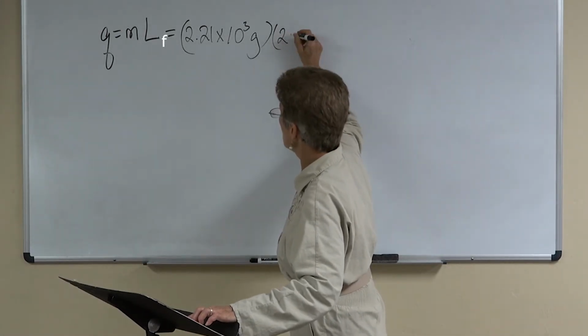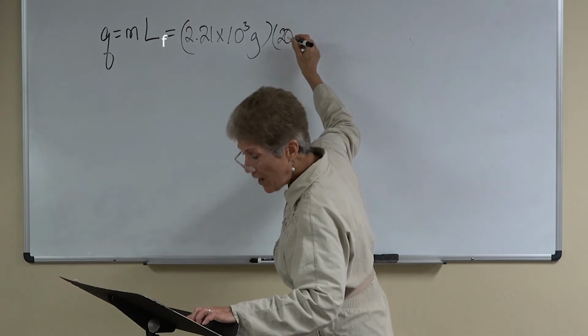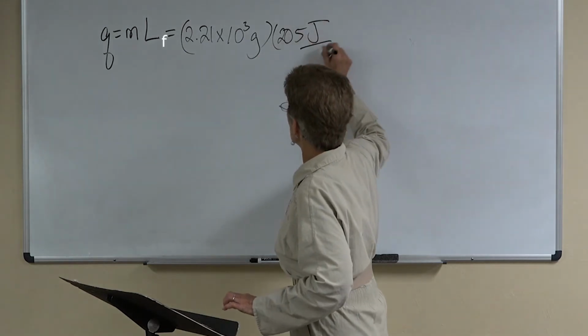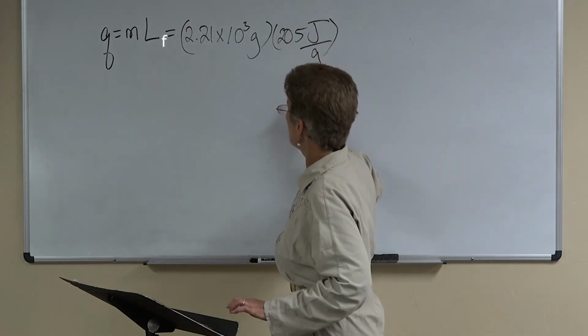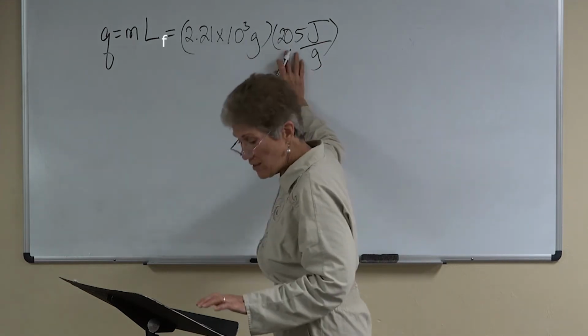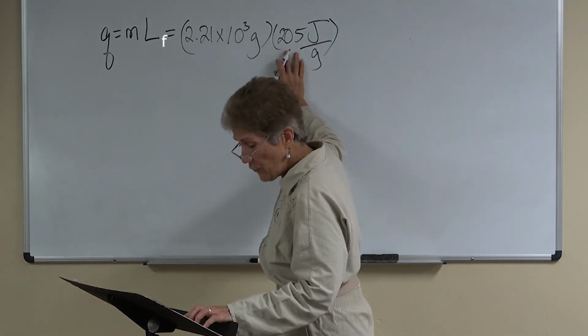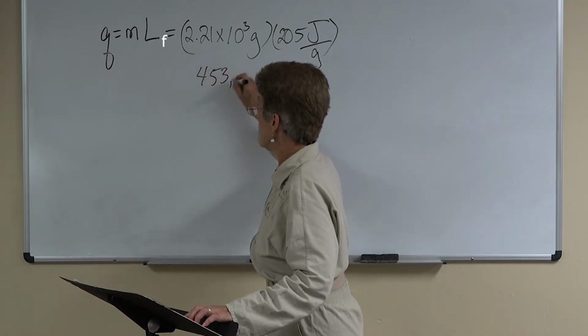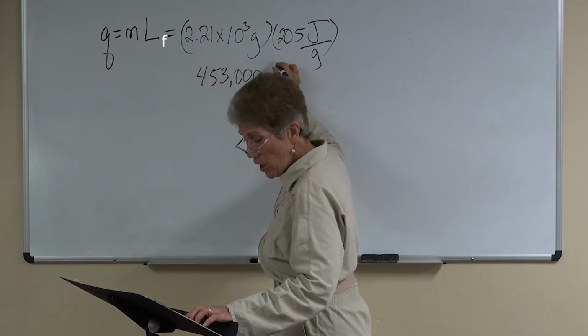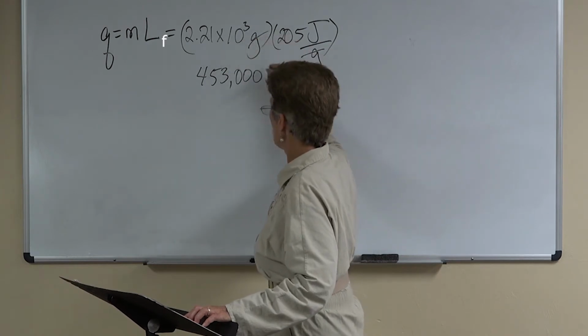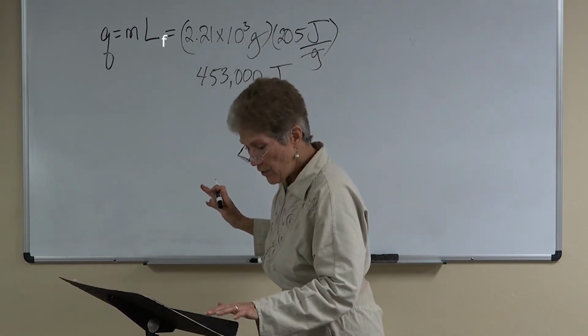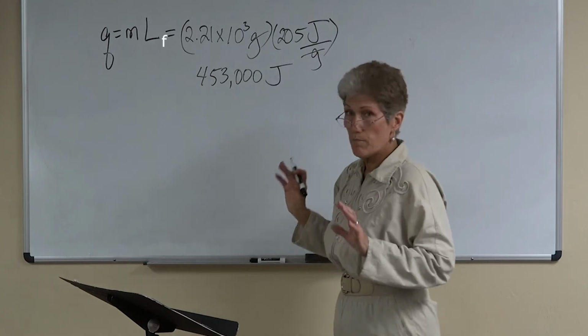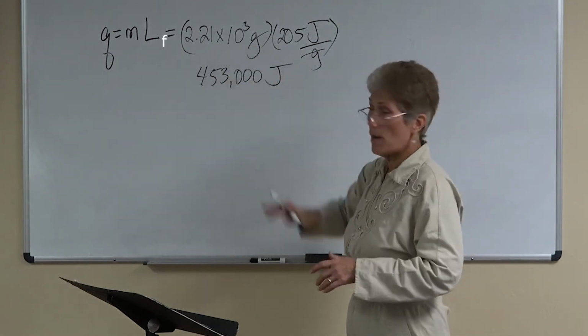So it is 205 joules per gram. That's why we had to be in grams. Please notice this has three significant figures. So when you put in your answer, we get 453,000, and grams will cancel and we'll be left with joules. And so that's how much energy is required to melt that much copper.